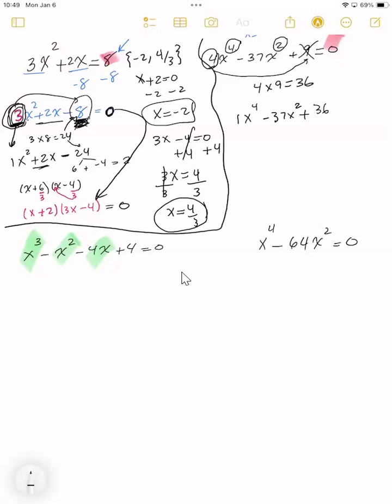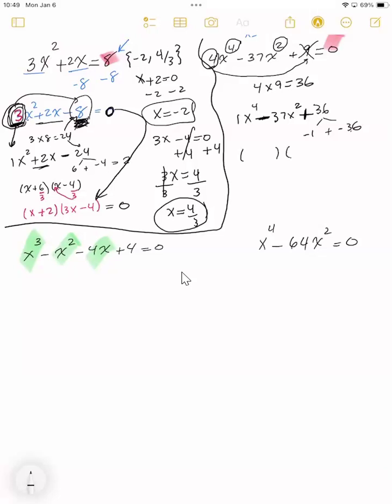Then I look for two numbers that multiply to get positive 36, and when I add, I want to get negative 37. Because this number is negative, the factors must be negative, because negative times negative gives me positive, and when I add two negative numbers, I get negative. So negative 1 times negative 36 is positive 36, and negative 1 plus negative 36 is negative 37. So these are my factors.